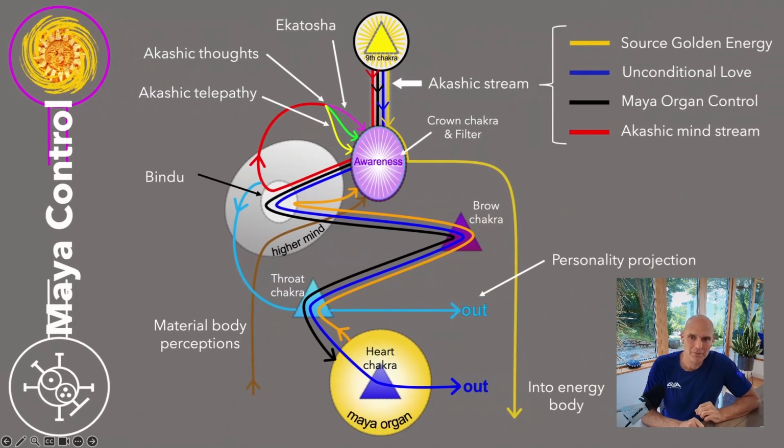So I'm not going to go through everything on this diagram right now, but just to point out a few things to you. At the top, you've got the 9th chakra. At the bottom, you've got the heart chakra and the Mayer organ around it. It's not exactly in the position of the heart chakra, but it doesn't matter. Okay, so coming down from the 9th chakra, you've got the Akashic stream.